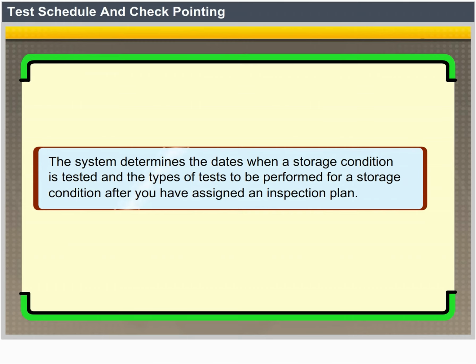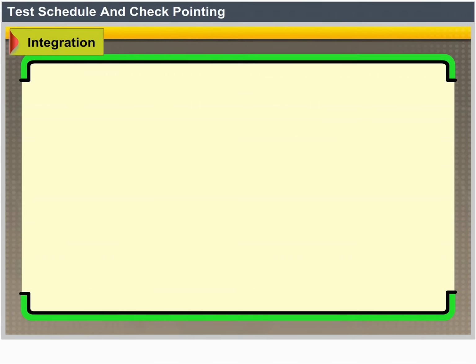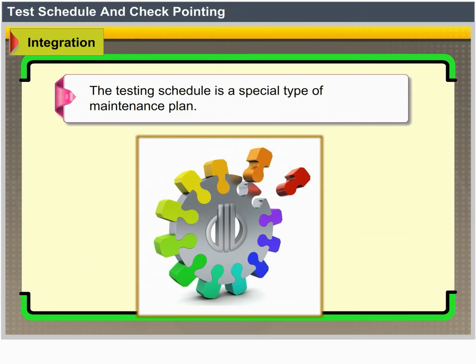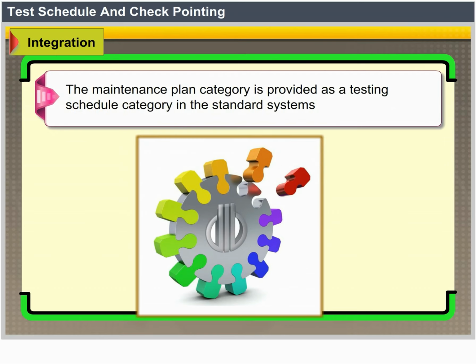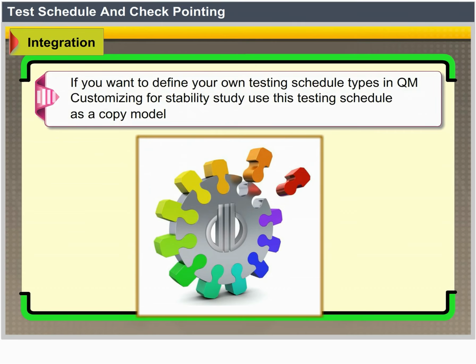Integration. The testing schedule is a special type of maintenance plan. A testing schedule is always a time-based strategy plan with a maintenance plan category that supports physical samples as a reference object and inspection lots as scheduling call objects. In standard systems, the maintenance plan category is provided as a testing schedule category. Use this testing schedule as a copy model if you want to define your own testing schedule types in QM customizing for stability study.